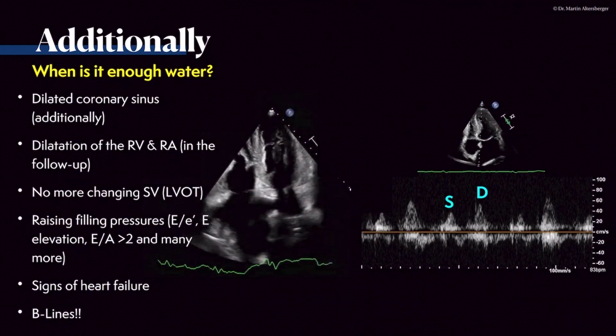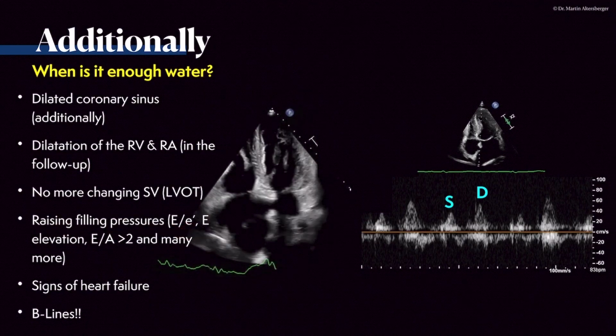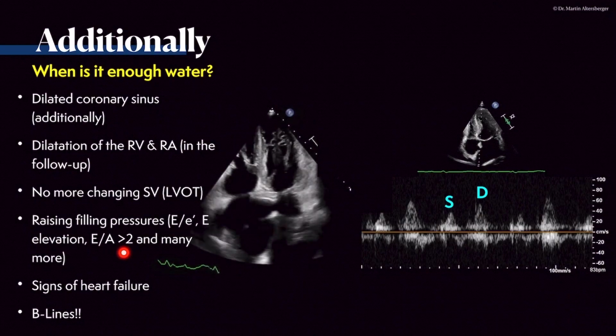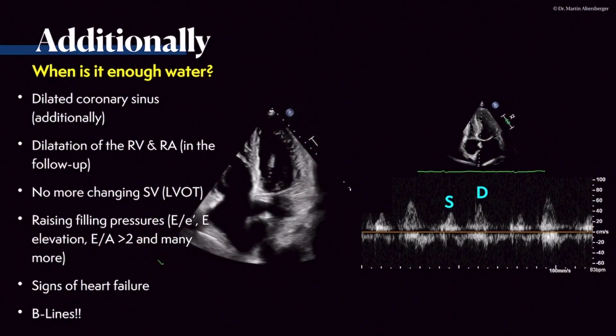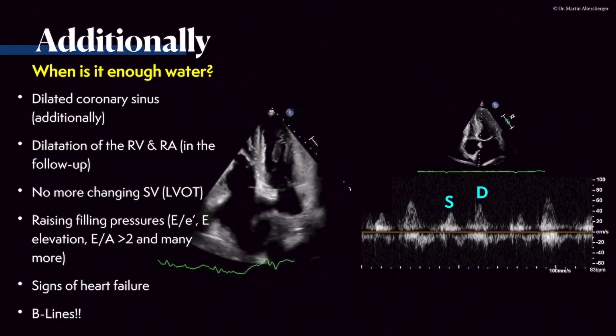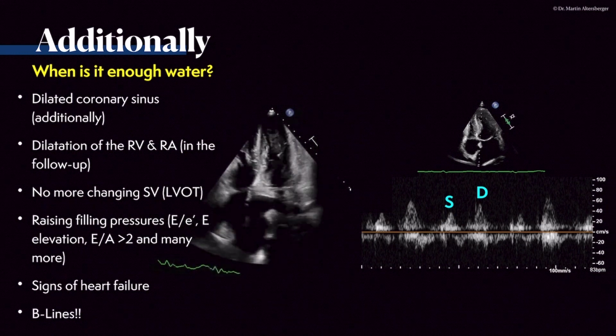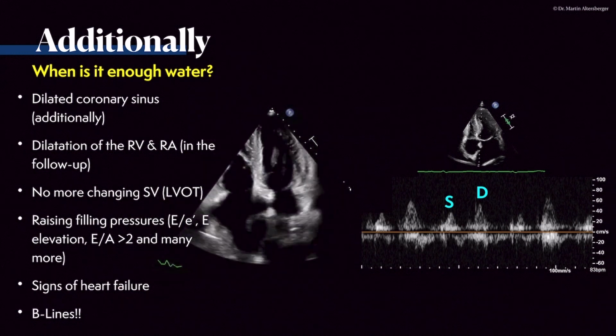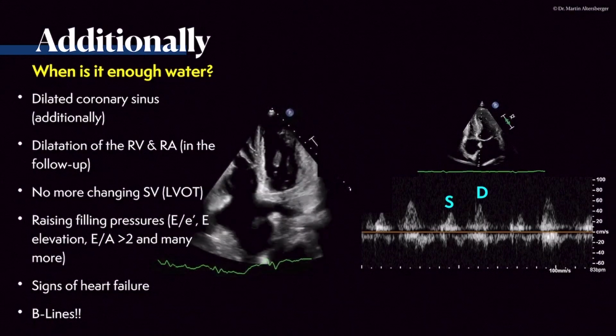The raising filling pressures, the raising E to E prime, the E elevation, the E to A, which is then above 2, and many more signs from the evaluation of diastolic dysfunction. Of course, a patient who has edema, signs of heart failure, and the B lines.